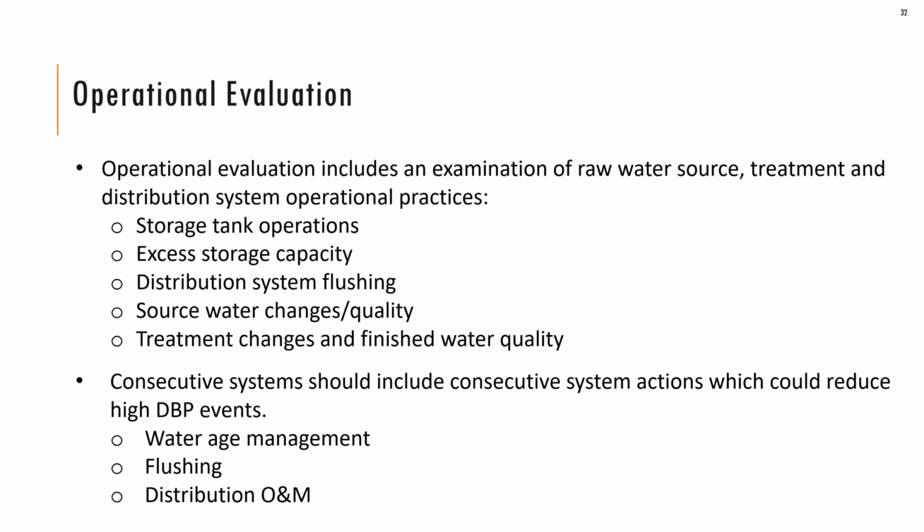Consecutive systems who purchase water are also required to complete an evaluation if there is an OEL exceedance, but since they have no control over the quality of the water they receive, they should focus on the distribution system component of the evaluation. This is one of the challenges that many consecutive systems face. Since they purchase water, they might not be able to have a say with the wholesale system on how they should treat their water. But a consecutive system can still manage water age, how often flushing is conducted within their distribution system, and general operation and maintenance practices, which can lower DBP formation.